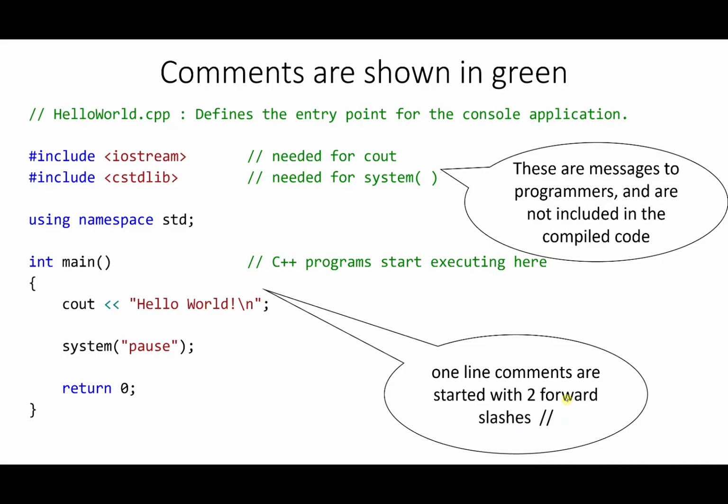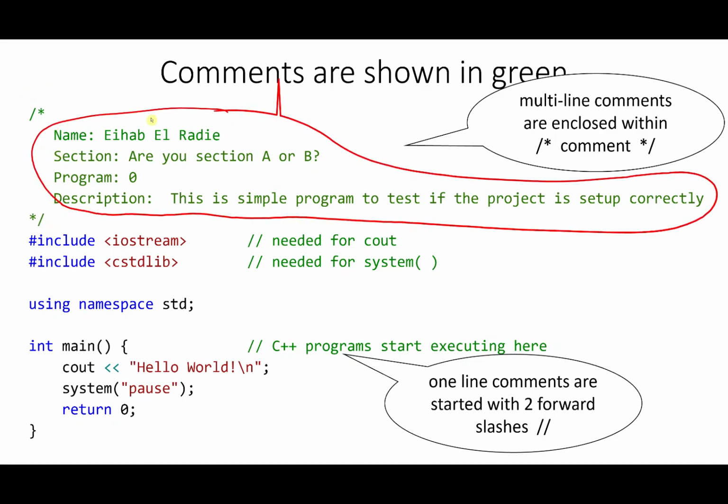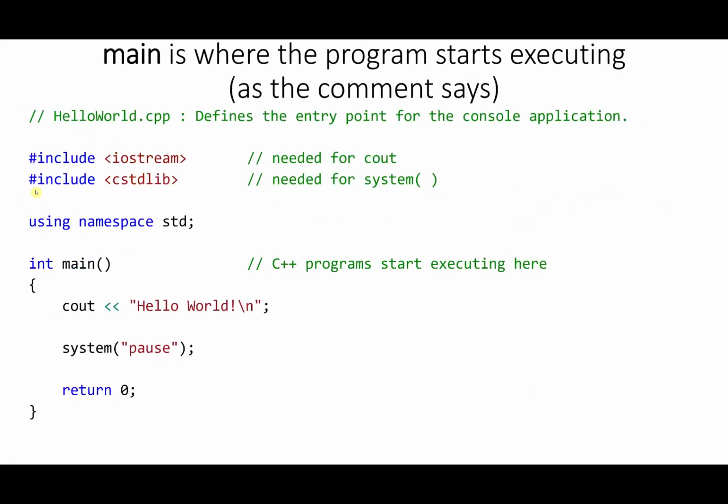Also, a one line comment is started with two forward slashes like this one. But if I have a multi-line comment, it's going to be enclosed with those things. Everything I have in here, multi-line comments, are going to be enclosed with a forward slash asterisk, and when I end the comment, I end it with asterisk and forward slash. Anything in between is going to be a comment. So a comment is not included in the compiled code.